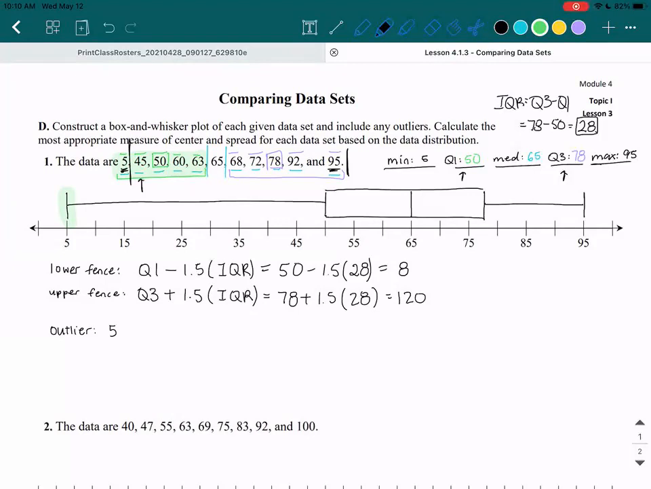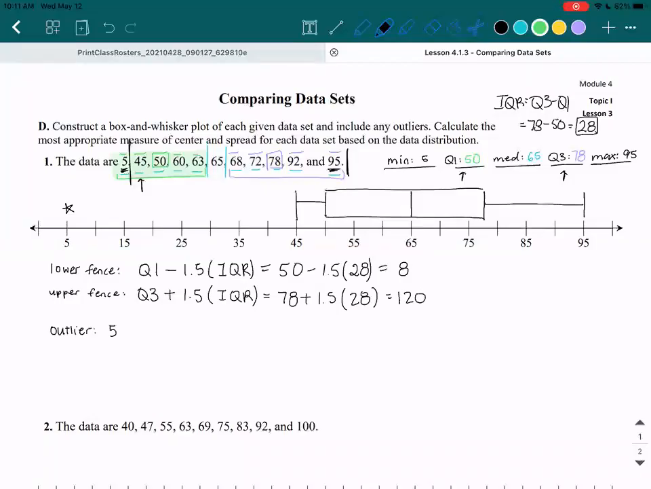which would be 45. So I'm going to erase some of this, all the way up to 45. I'm going to put 45 as my new minimum. Let me do that better. 45 as my new minimum. And then what do I do with the fact that there is an outlier at 5? I'm going to put a star there. And that star signifies that that 5 is an outlier and that the new minimum will be at the 45 mark.